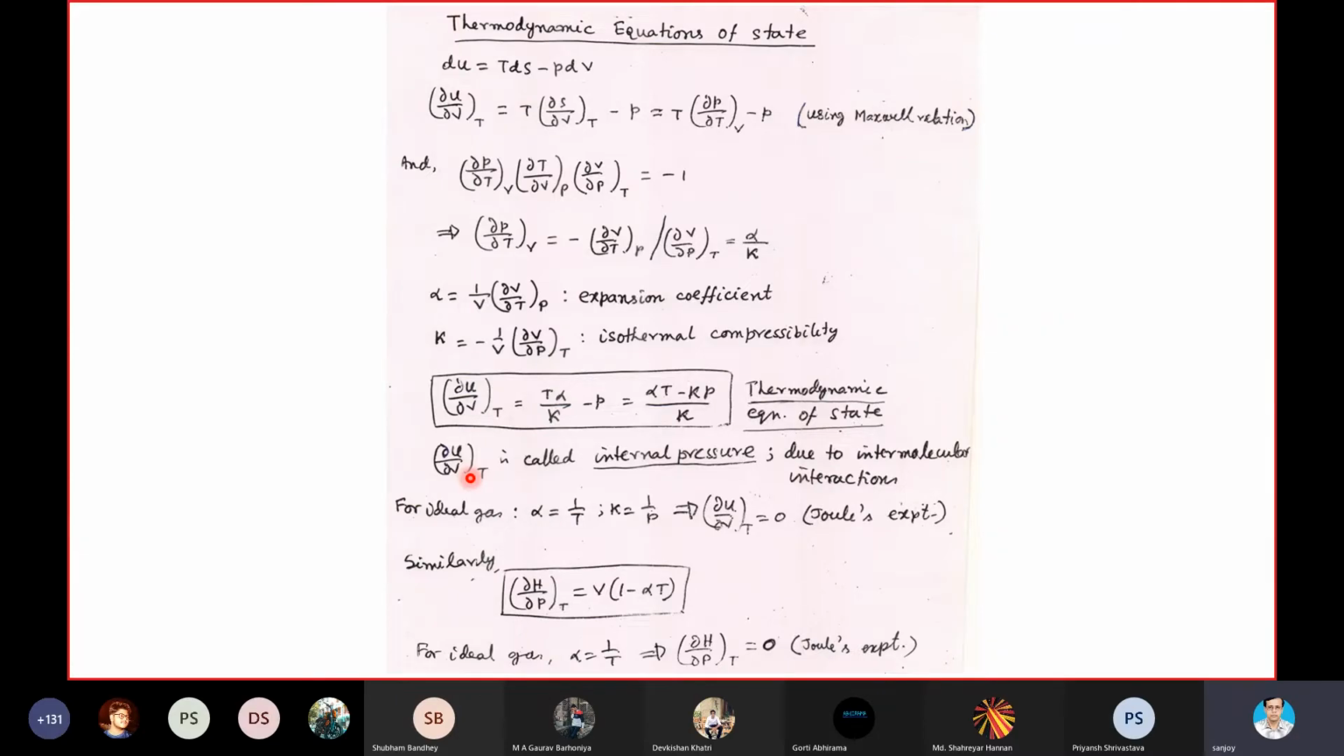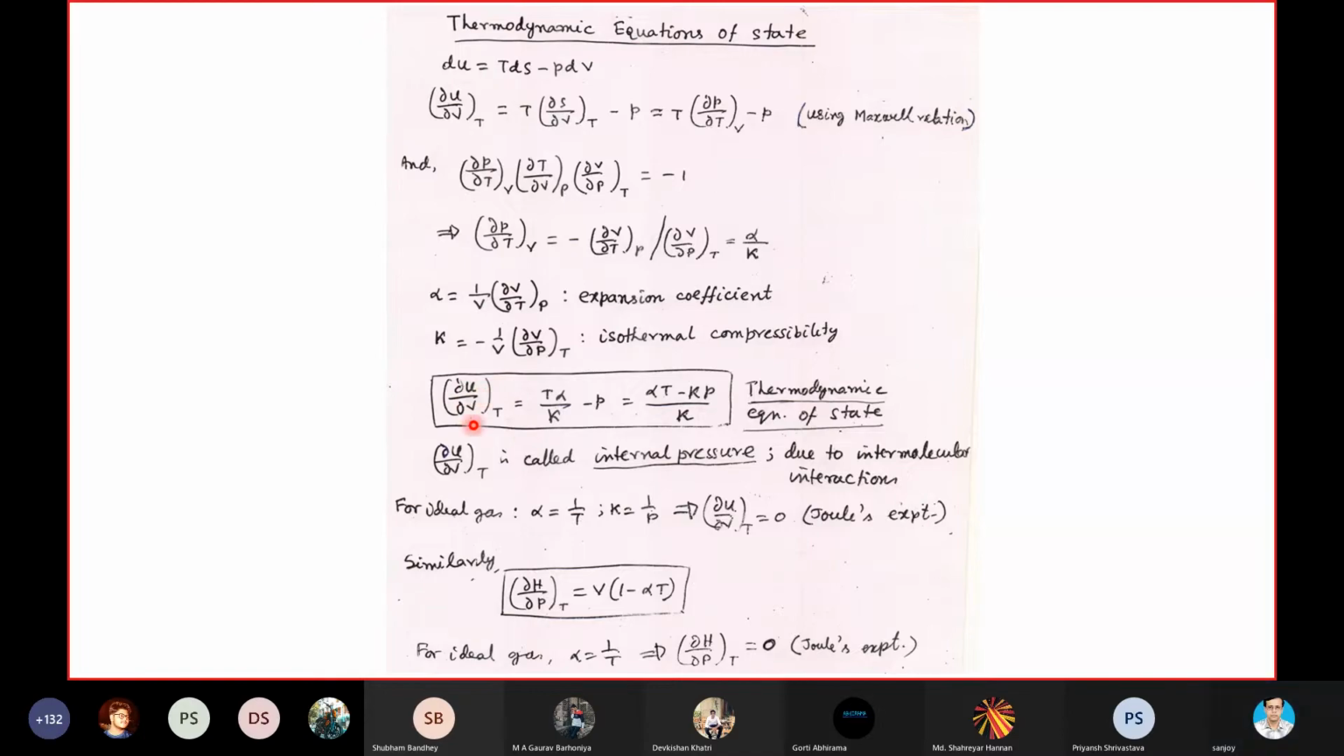You have a system containing many particles, molecules. Suppose you have a gas or liquid or whatever it is, present in a system. Now, if you change the volume, then the distance between the particles will change. That will immediately change, say, the potential energy of the system. So this is called the internal pressure, which arises due to the interaction between the particles. That's why we call it a thermodynamic equation of state, because it involves one of the thermodynamic parameters, internal energy.